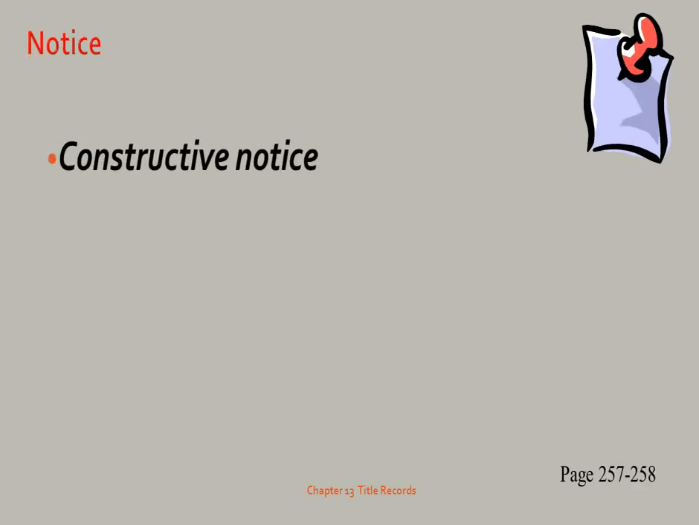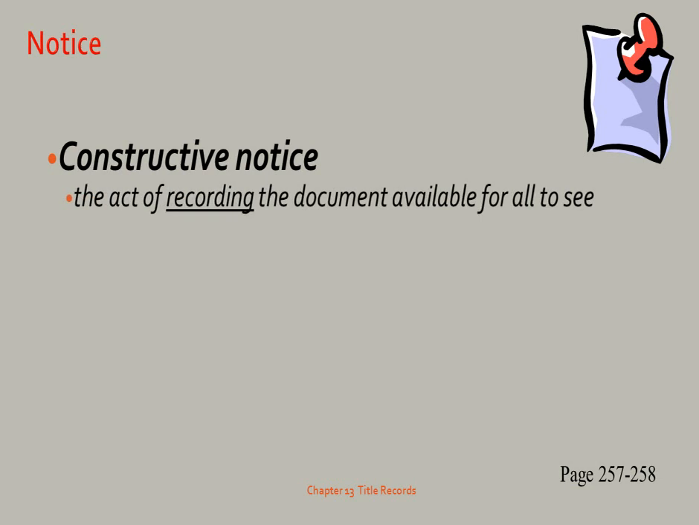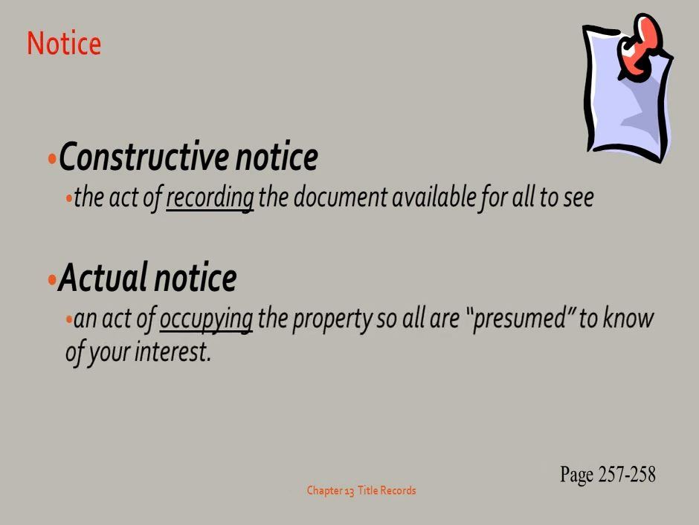There are two kinds of notice. There's constructive notice, which is the actual act of recording a document. And then there's actual notice, which is where you know of the particular document. So while constructive notice, we assume that everyone knows that when a document is recorded, we constructively know that everybody has been given notice. Actual notice is a little different. That's where a person actually knows that a document's been recorded.